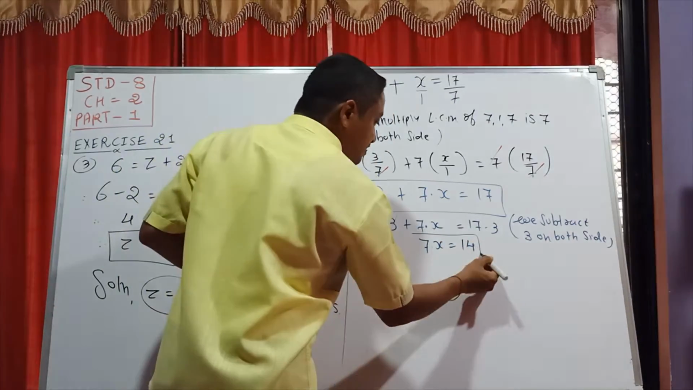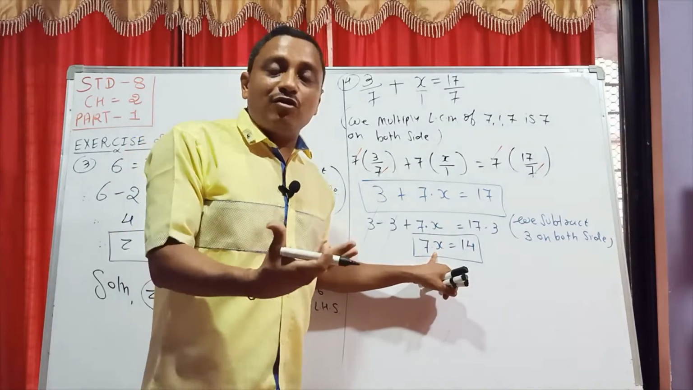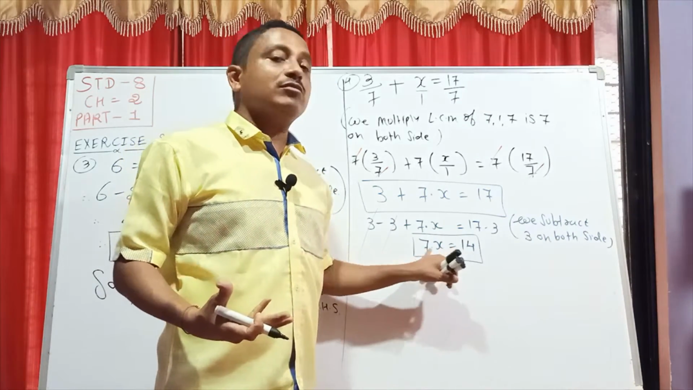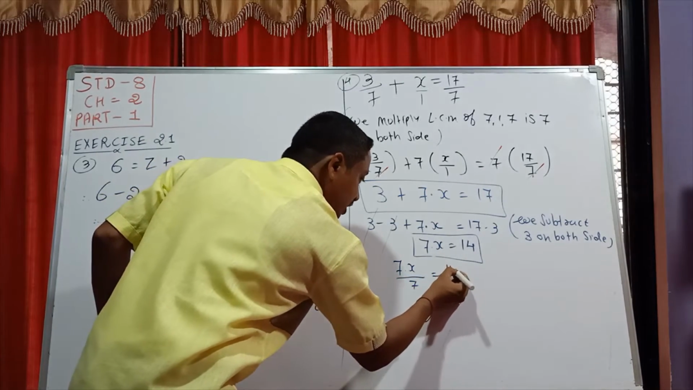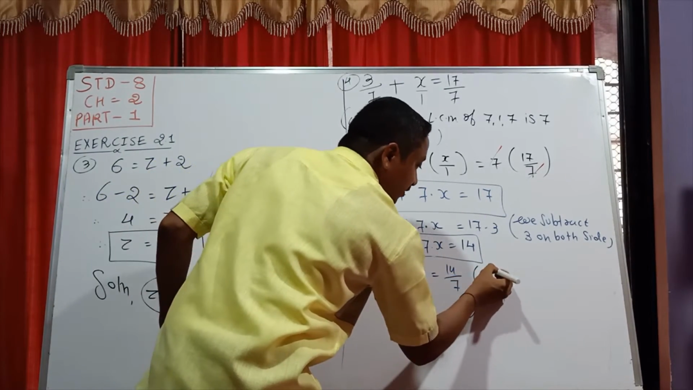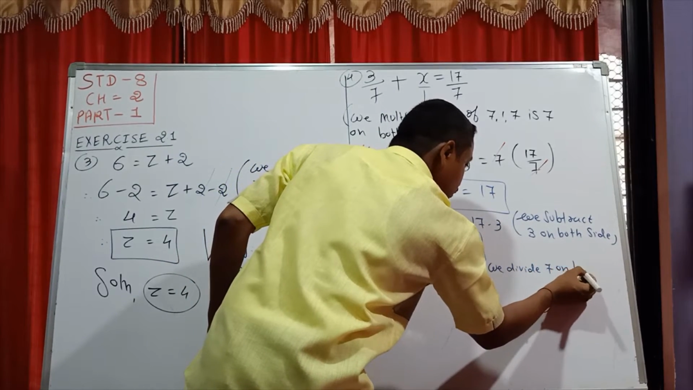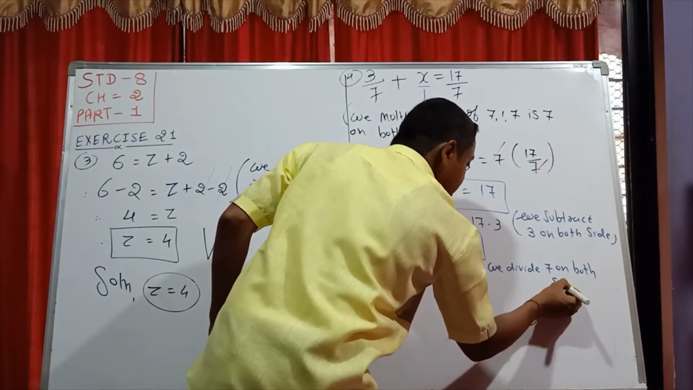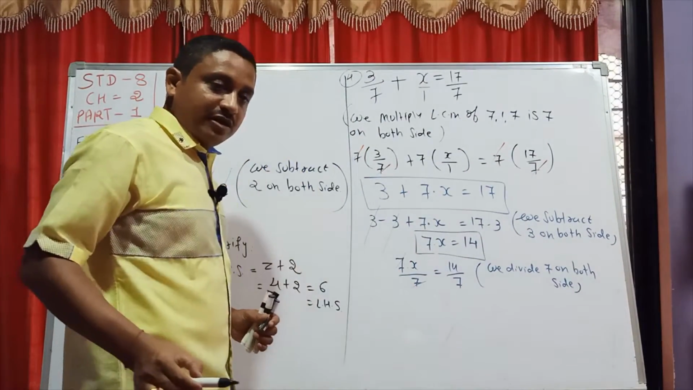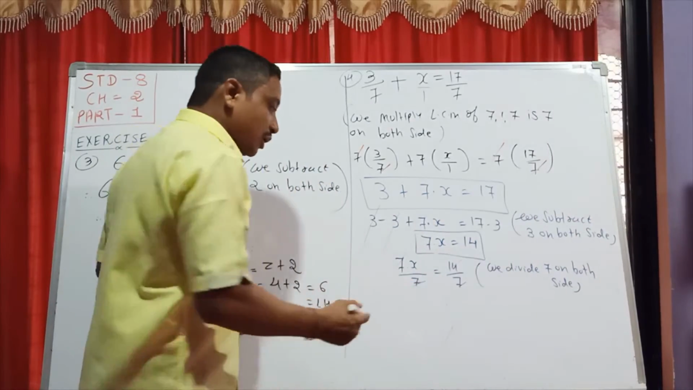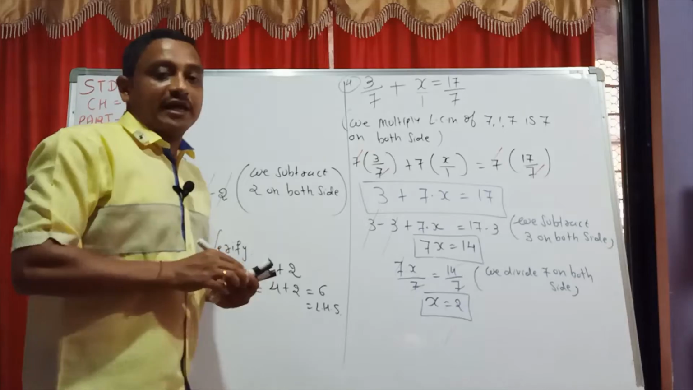Now students, wait here. And what to do for the next one? I want only the value of x. So divide by 7 on both sides. So 7x by 7, here 14 by 7. And here declare we divide 7 on both sides. It means happily your target is done here. This 7 and 7 are gone, and the 7 and 2 are also gone. So only you have x is equal to 2. Yes students, this is only x equal to 2.